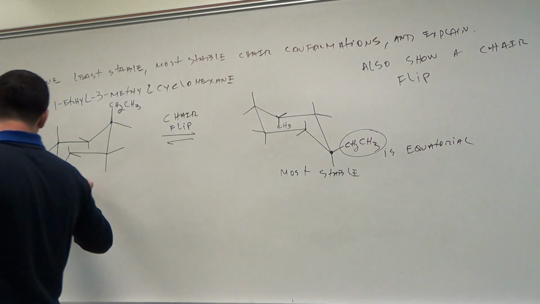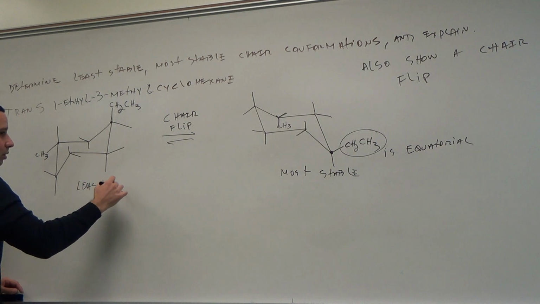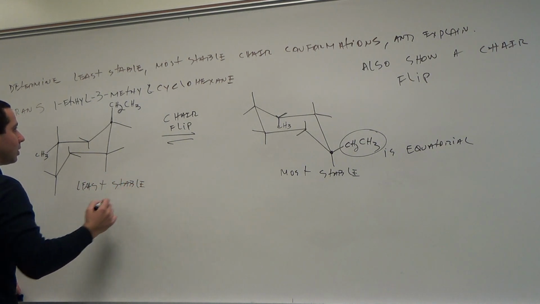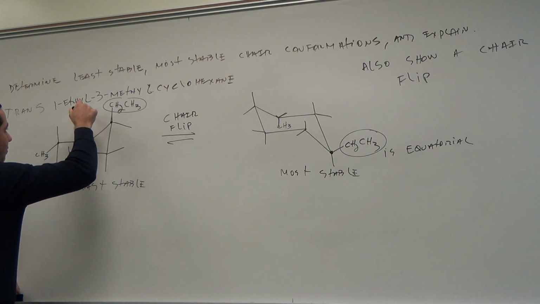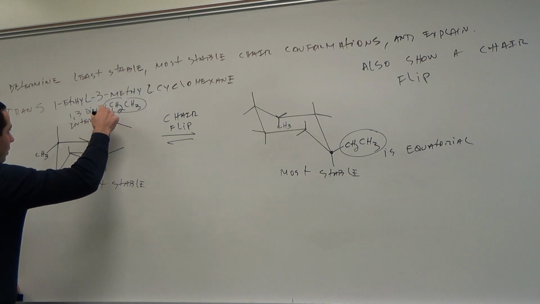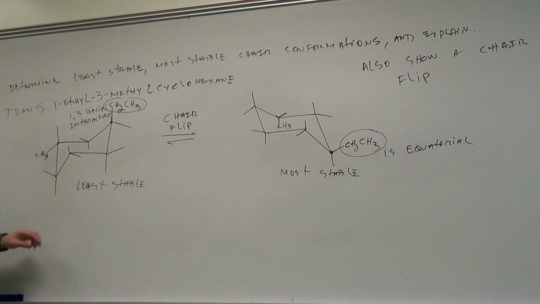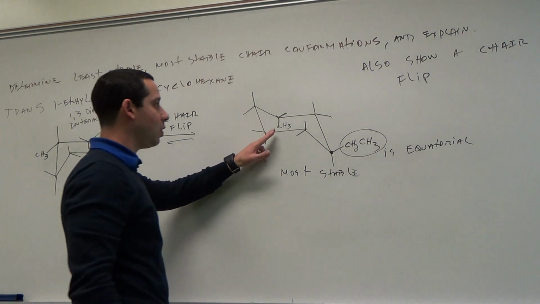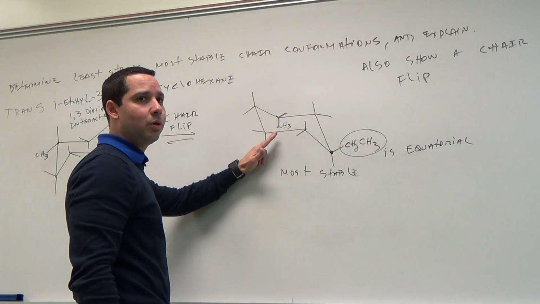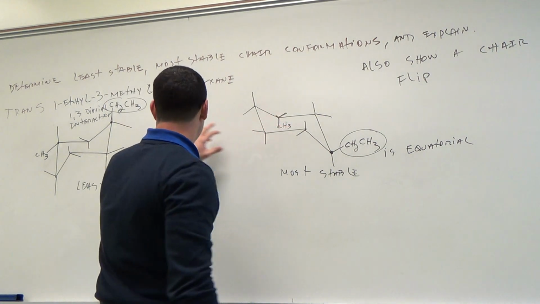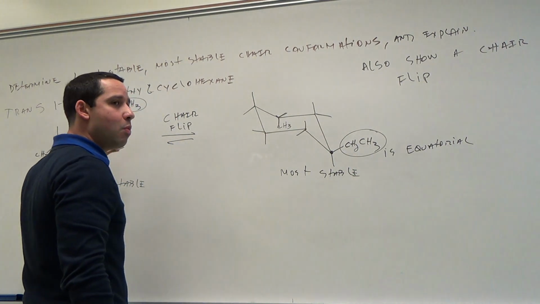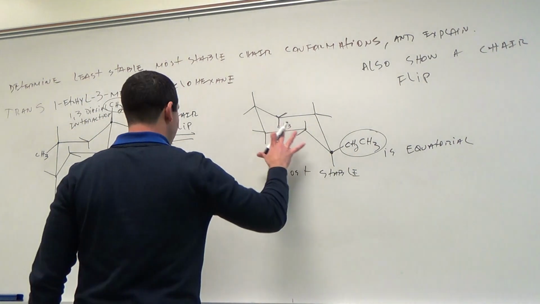And this is the least stable because it feels 1-3 diaxial interactions. Do you want us to circle? No, I'm just saying, I don't have to write this. By the way, does this feel 1-3 diaxial interactions too? Yes, of course. But this group is a little bit smaller than that group. So this should feel more 1-3 diaxial interaction than this one.